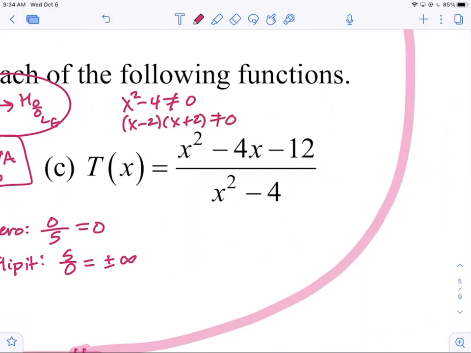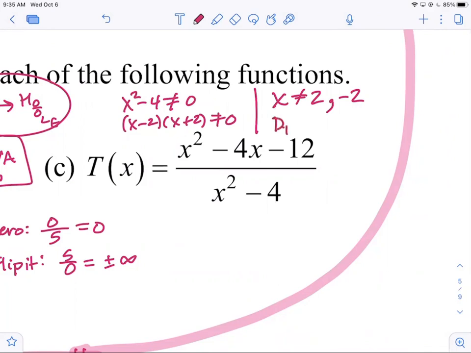Now, here's where we use the factor theorem. If we know a factor, we know a root, don't we? We don't have to set x minus 2 equal to 0 and solve algebraically. We don't have to set x plus 2 equal to 0 and solve algebraically. If we know the factor, we know the root. The root of the x minus 2 factor is 2. What's the root of the x plus 2 factor? Negative 2. If you know a factor, you know a root. These are the two values that are not in the domain.